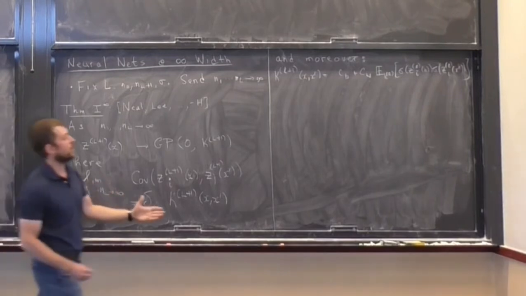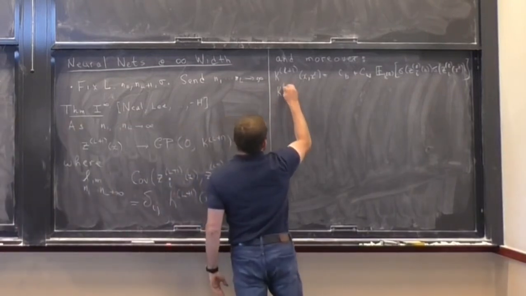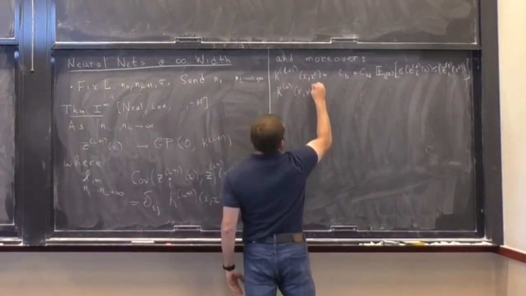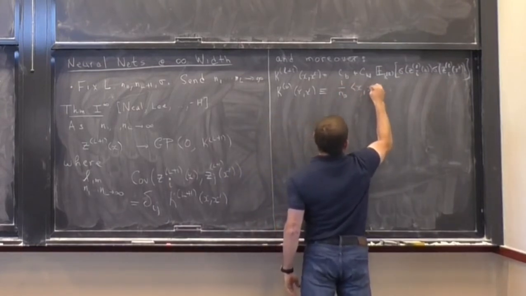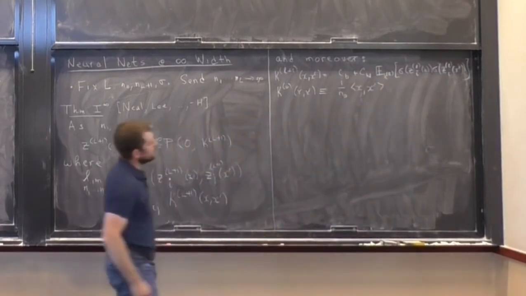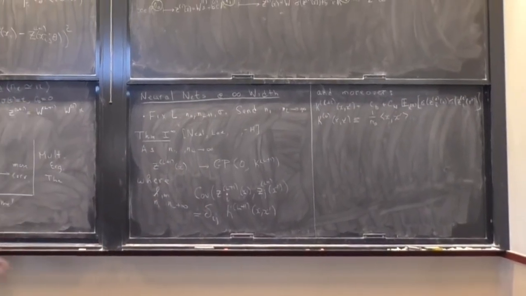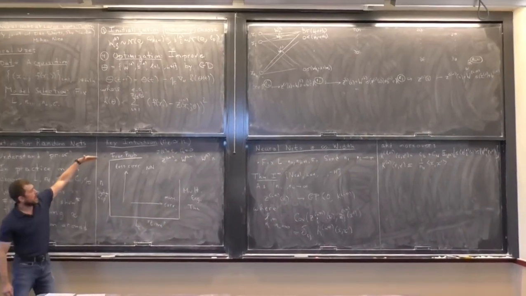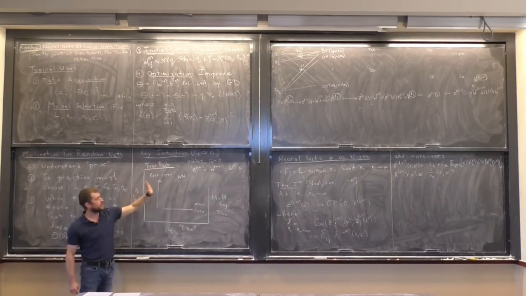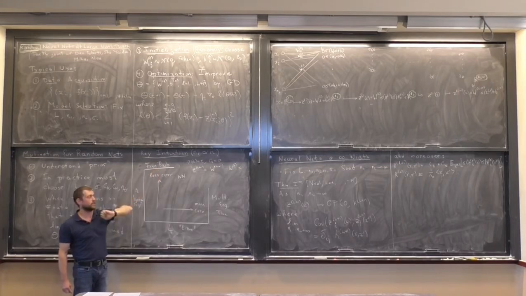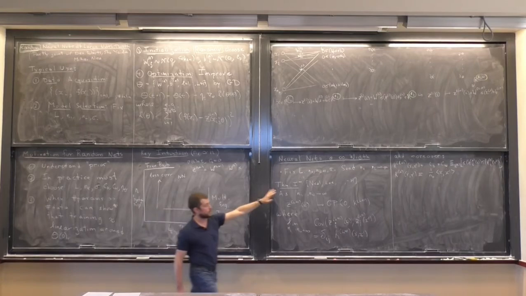And moreover, I should tell you the initial condition. K^0 of x, x prime, by definition, is just 1 over n0 times the dot product between x and x prime. So this in principle completely determines what happens up in the infinite width limit here. I told you if you fix L and you send n to infinity, all you have is a Gaussian process. All I have to tell you is about the 1 and 2 point functions. The 1 point function is trivial at 0. The 2 point function evolves according to this rule.